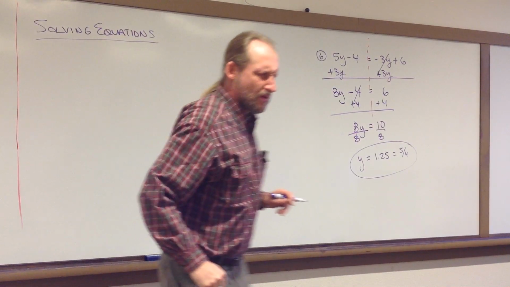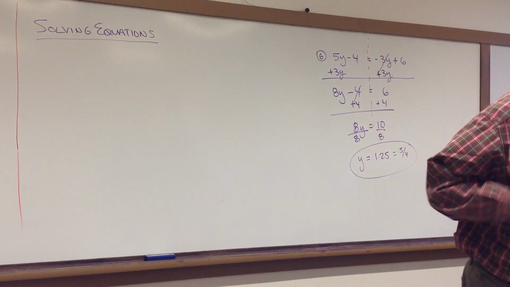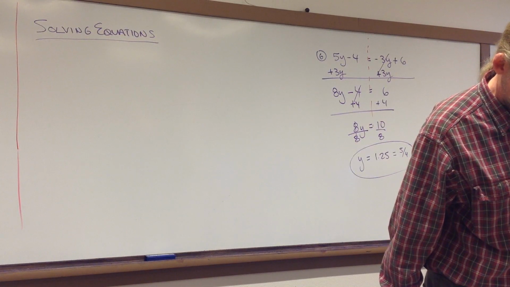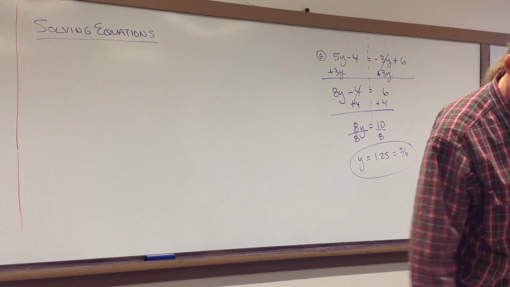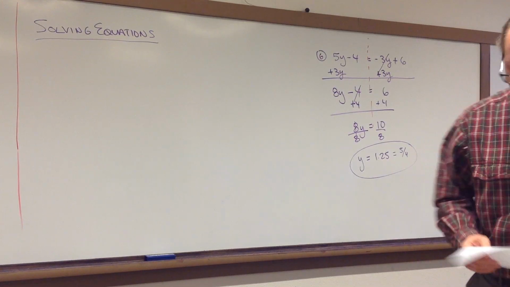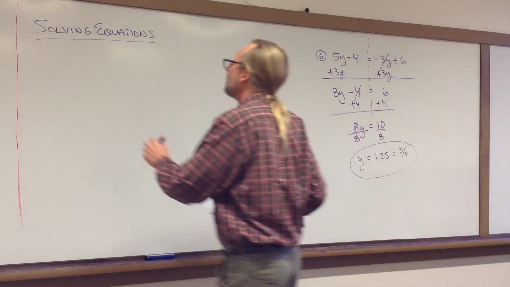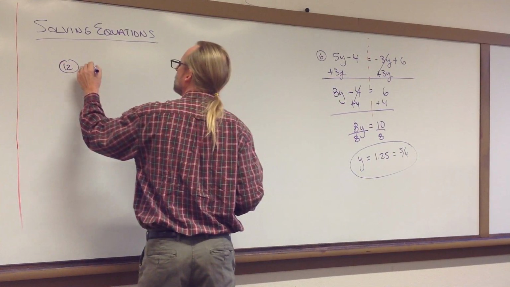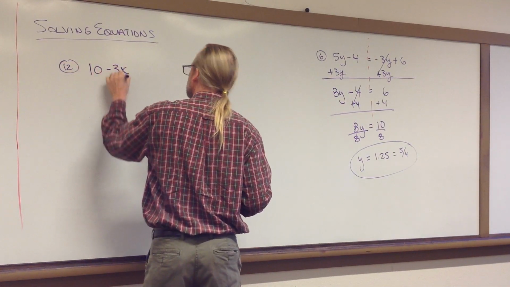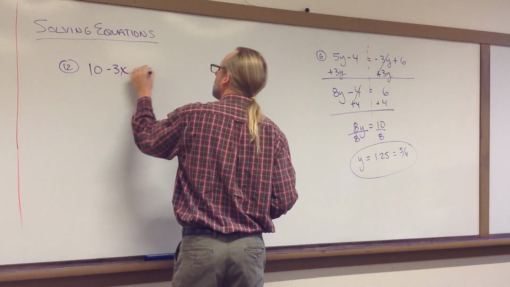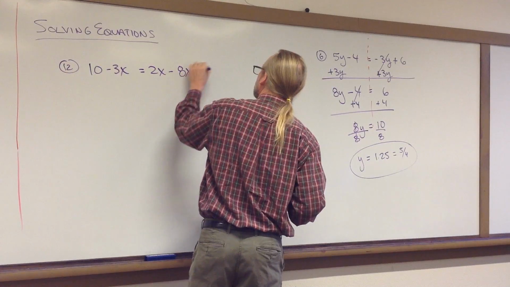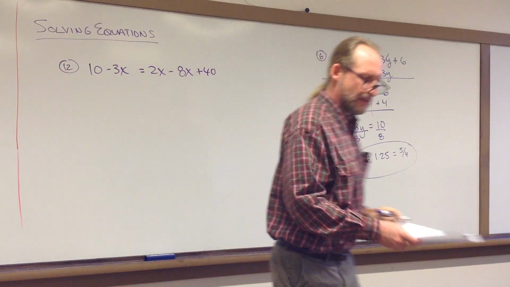Let's see what else we've got here. All right. Let's skip down to number 12. Where it gets a little bit more interesting. We've got 10 minus 3x on one side, and then 2x minus 8x plus 40 on the other side.